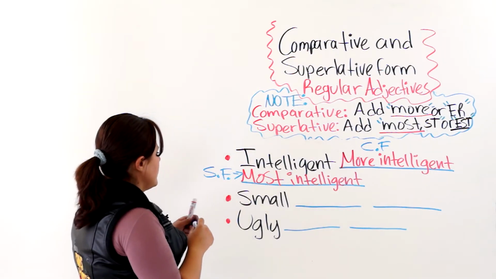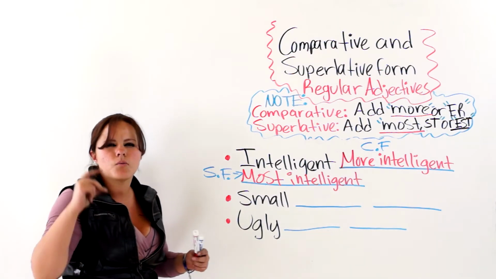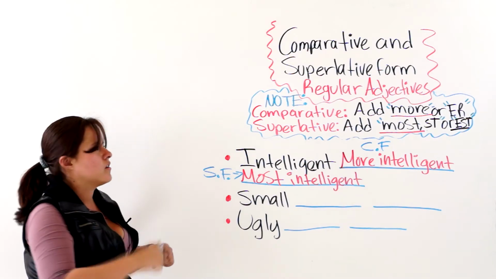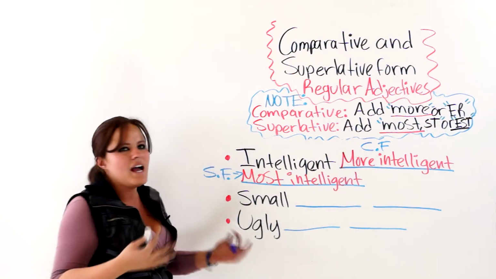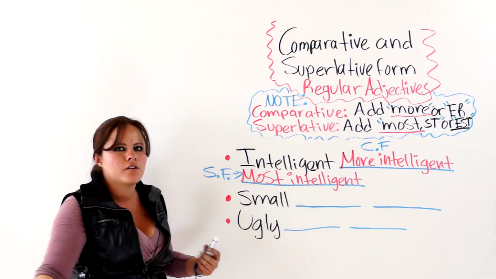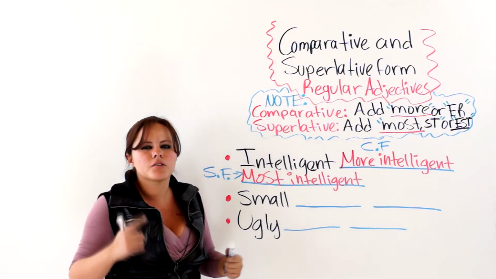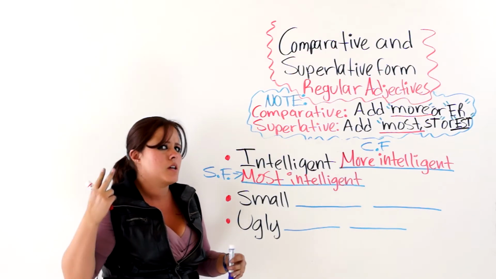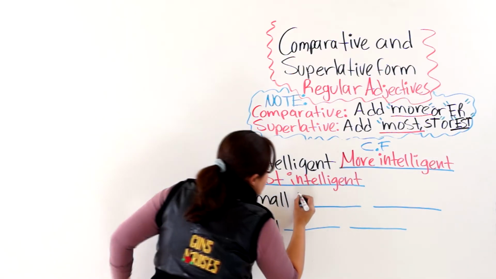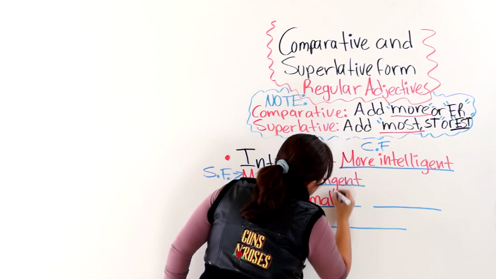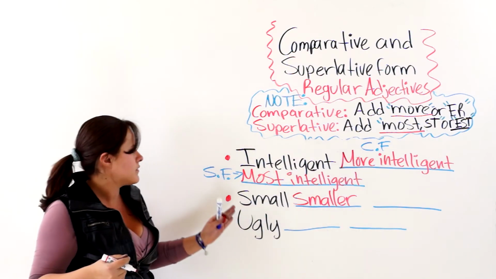Next we have another adjective, small. It is a one-syllable adjective. So we want to know how to make the comparative form of small. More small? No, smaller. Why? Because you have to count the syllables. If it is a one or two syllable adjective, you add ER at the end of the word, like this. Smaller, right? And how do you make the superlative of small?